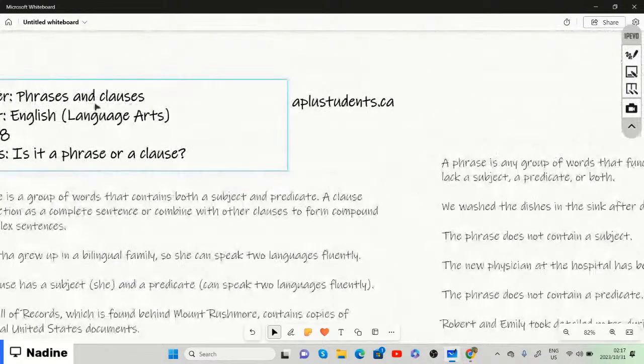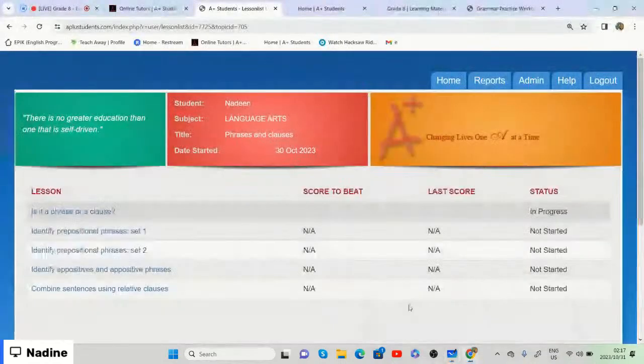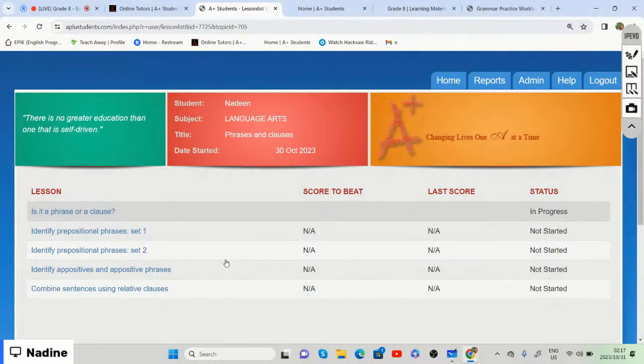So this is basically our tutorial lesson, right? Not even a tutorial, that is an example. So now let's go to aplusstudents.ca. We said our chapter is phrases and clauses. Now we're going to the first lesson, which is: is it a phrase or a clause?